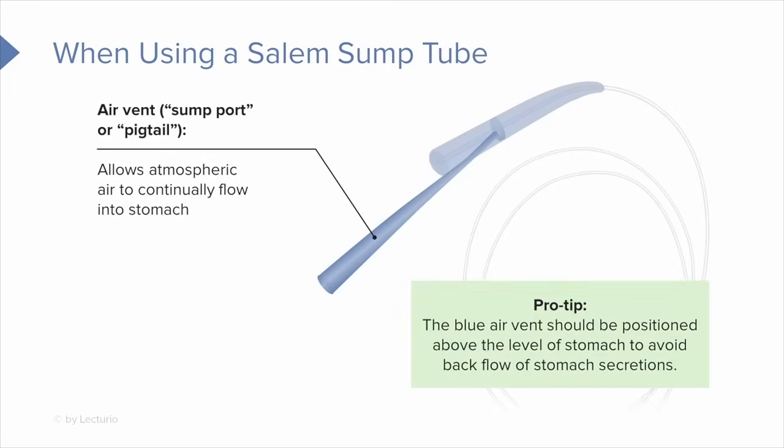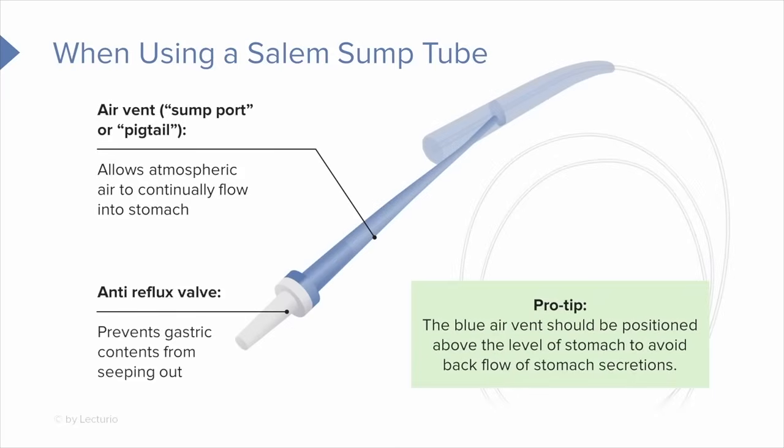A great pro tip is that the blue pigtail or the air vent should be positioned above the level of the stomach. This is going to help to avoid backflow of stomach secretions. Many times we're going to use an anti-reflux valve, attached to the blue pigtail, to prevent gastric contents from spilling out.